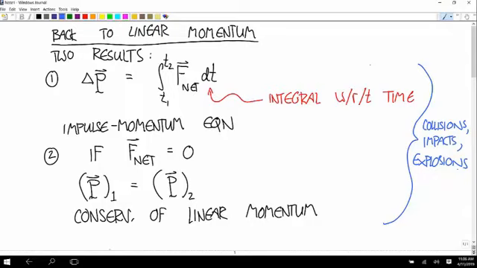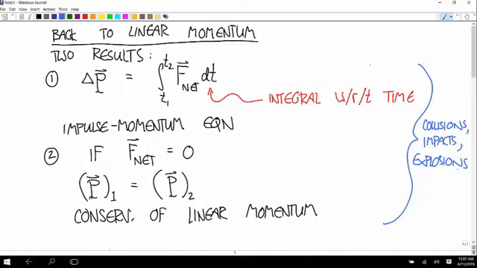The conservation of linear momentum is really useful with explosions, because an explosion is all internal forces, so there's no net force acting on the object. And so if this thing explodes and you can measure the momentums of some of the pieces after the explosion, you can figure out the momentum of the other piece.